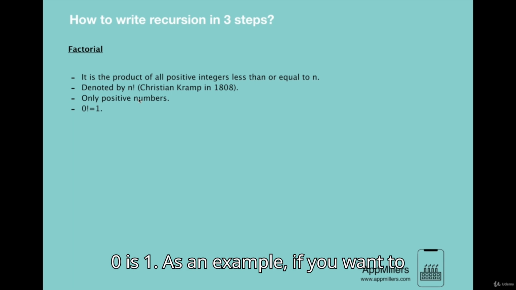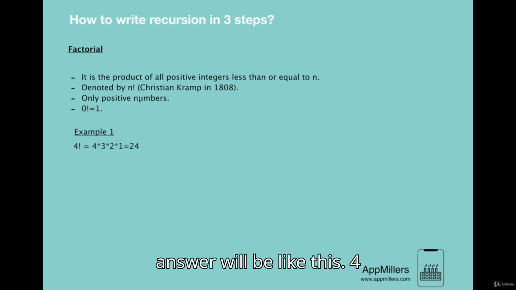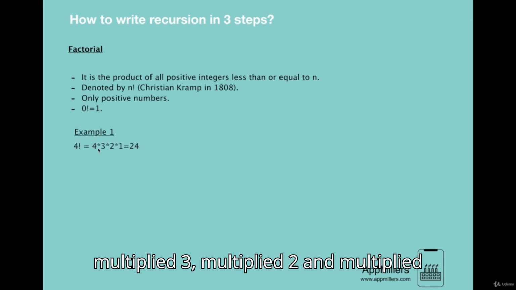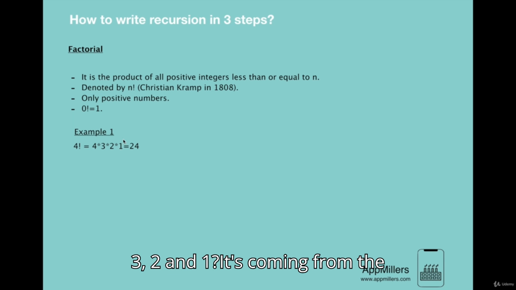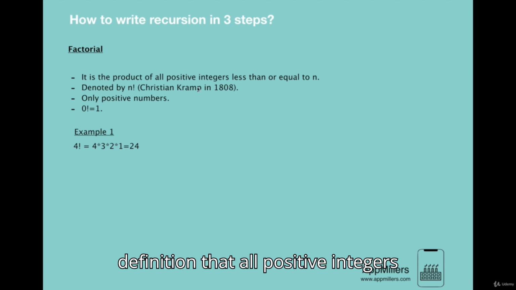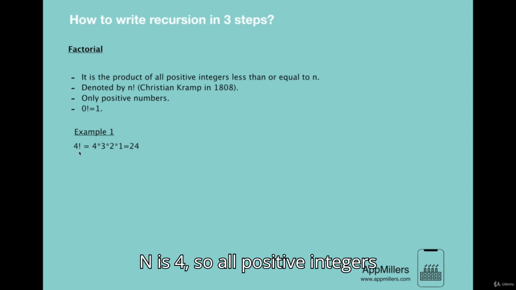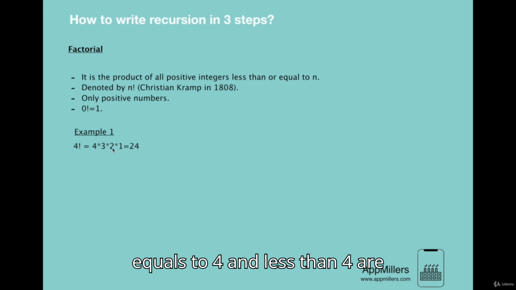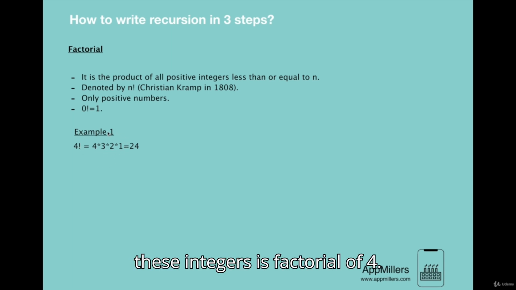As an example, if you want to calculate the factorial of 4, the answer will be like this: 4 multiplied by 3, multiplied by 2, and multiplied by 1. So how did we get this 4, 3, 2, and 1? It's coming from the definition: all positive integers less than or equal to n. In our case, n is 4. So all positive integers equal to 4 and less than 4 are 4, 3, 2, and 1. The product of these integers is the factorial of 4.